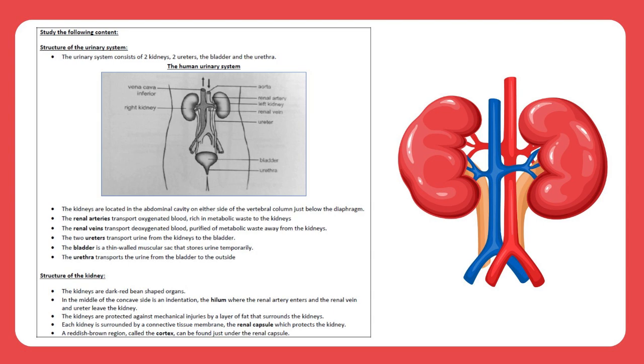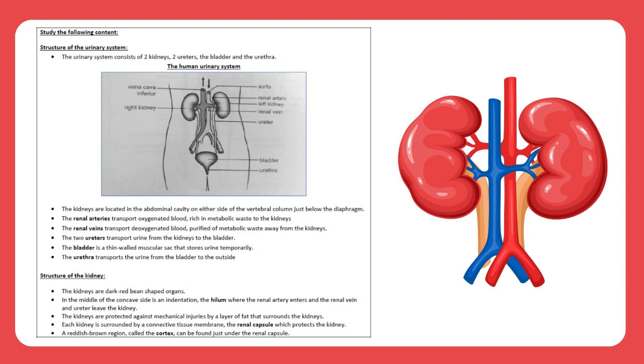Study the following content. Structure of the urinary system. The urinary system consists of 2 kidneys, 2 ureters, the bladder and the urethra. The human urinary system. The kidneys are located in the abdominal cavity on either side of the vertebral column just below the diaphragm. The renal arteries transport oxygenated blood, rich in metabolic waste, to the kidneys. The renal veins transport deoxygenated blood, purified of metabolic waste, away from the kidneys.